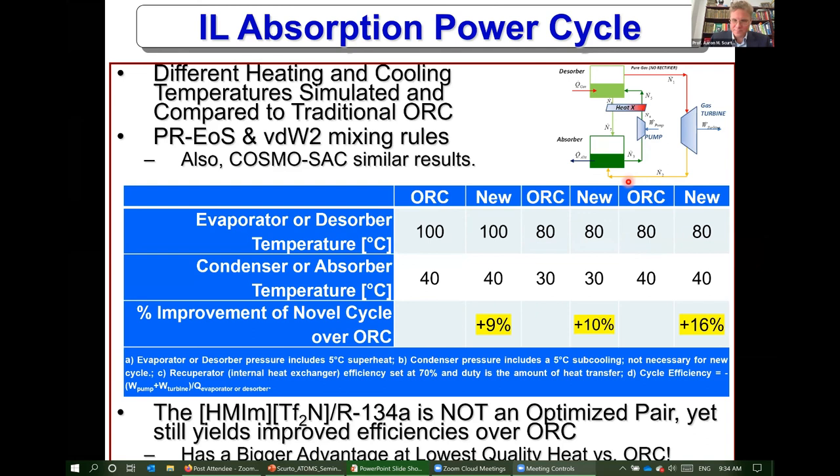And again, this is just using a model ionic liquid system. This is what we had on hand, what we had modeled. Again, with, let's say, 10 to the 8 different ionic liquids, the probability that this ionic liquid is completely optimized and the best for this particular cycle is pretty much 1 in a million. So we're pretty encouraged that there are probably other ionic liquids and gas combinations that will do an even better job than the current organic Rankine cycle.